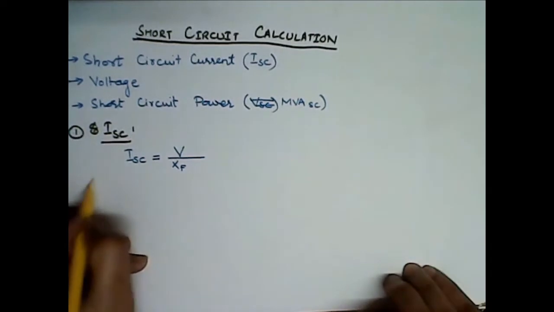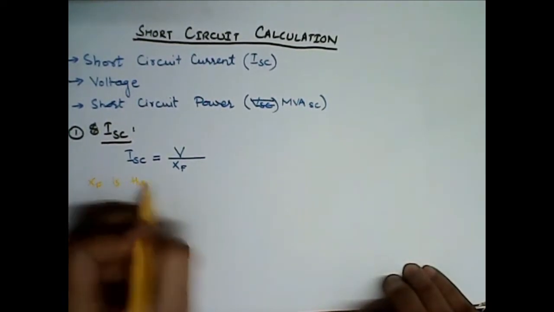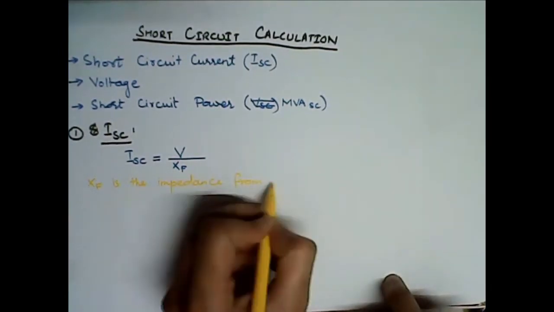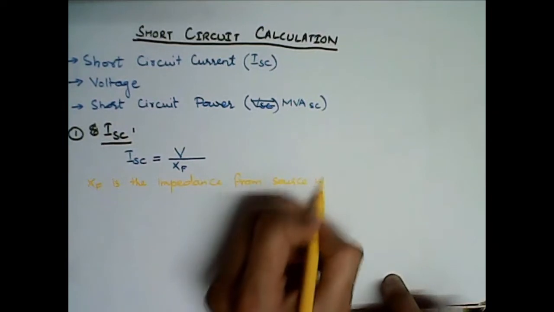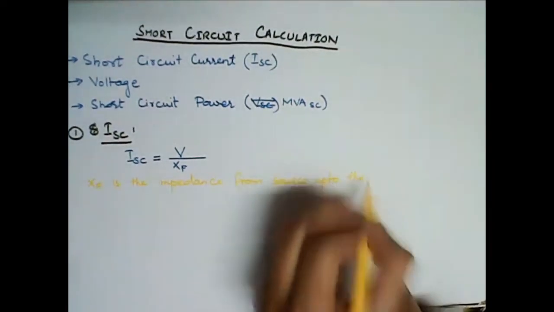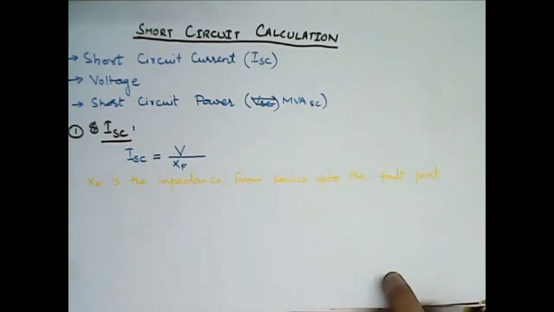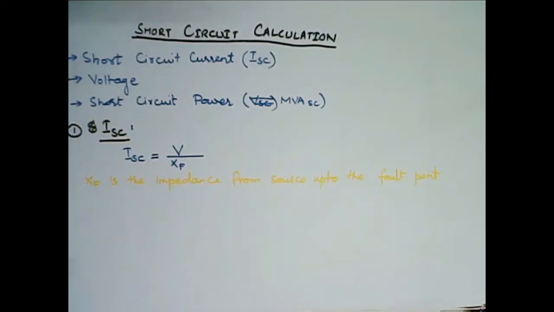Let's write it here. XF is the impedance from source up to the fault point, which we also refer to as the Thevenin impedance, right? Now we know that XF, this is the fault impedance, we can represent it as a function of Thevenin impedance, as a function of total system impedance, right?